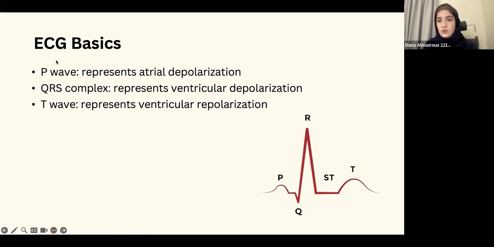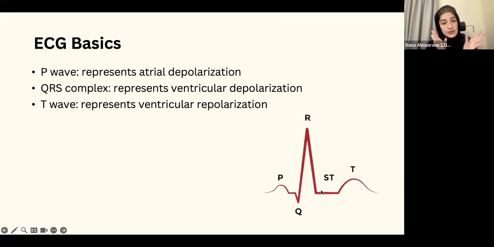Okay. So here we have the P wave, which represents the atrial depolarization. So whenever the atria depolarizes, it's going to be followed by atrial contraction. After the P wave, you have the QRS complex. Here, there was supposed to be an S. I'm going to add it later. I don't know where it's disappeared, but anyway, the QRS complex refers to the ventricular depolarization.